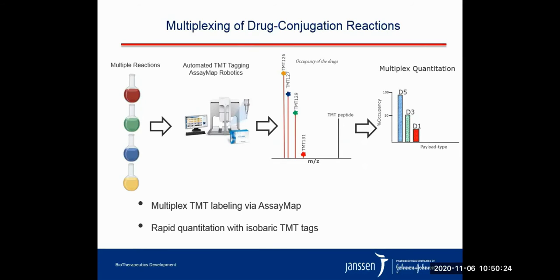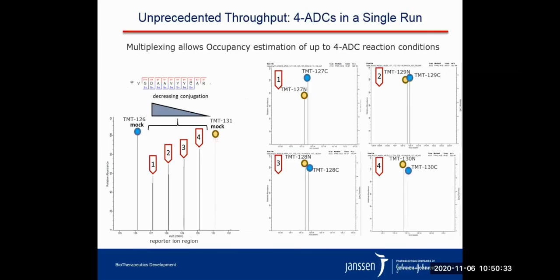Using this approach, we can multiplex up to 4 different conjugation reactions to estimate occupancies of a drug in a single experiment. The experiment shown here is a site-specific occupancy estimation using TMT 10-plex reagents to monitor the conjugation of 4 different conjugation reactions in a single run with unprecedented throughput.